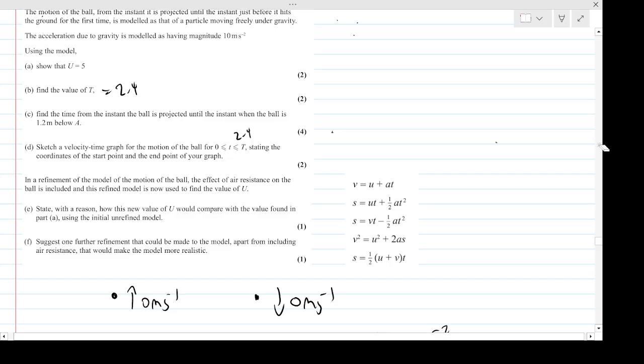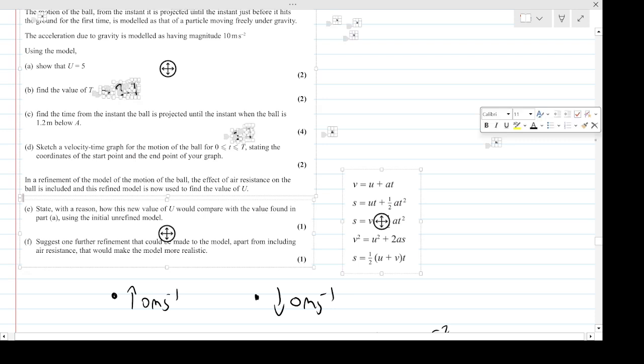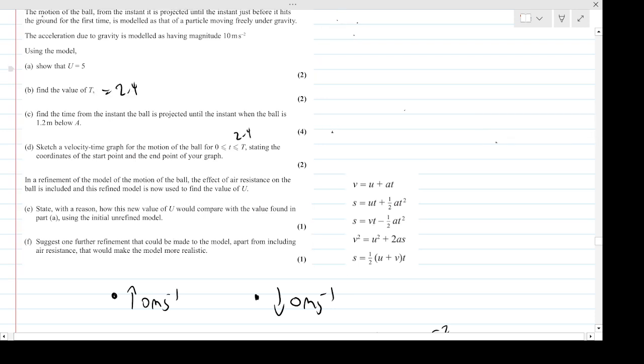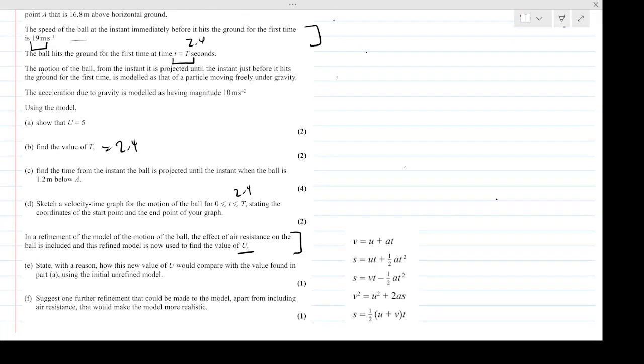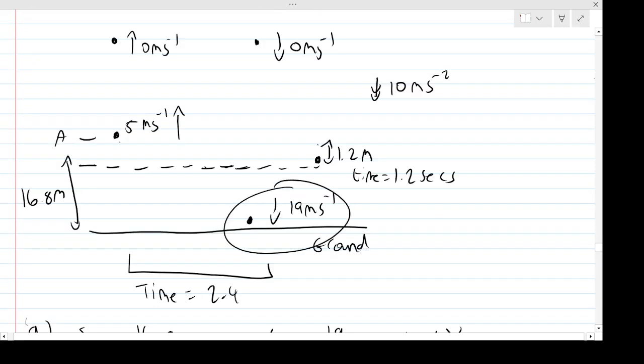Now you don't need to calculate air resistance or anything like that with the stuff we worked out, but you need to consider what effect it could have. So we need to incorporate air resistance into the model. The only thing that needs to change with this model is u, the starting speed. Every other aspect has to remain the same. So it still needs to hit the ground with the speed 19, right?